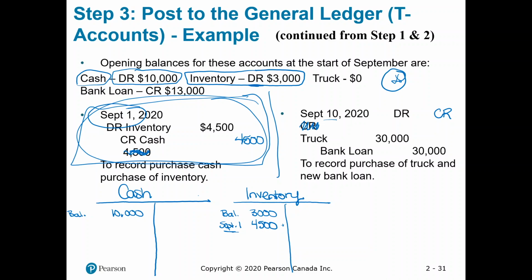Now, as part of this entry, we also credited cash for $4,500. So a credit on the right. So we'll now put it on this side of our T account, $4,500. Again, we can label this September 1st. So when we're looking at that, we know, okay, so that's cash and inventory.